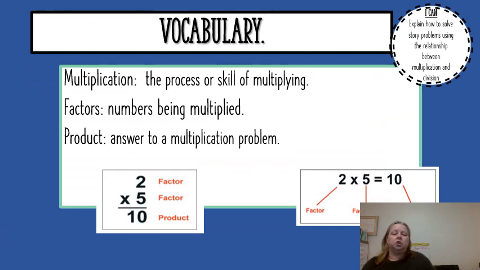If you need to jot these down, feel free to do so. You probably have already had them because we've been doing multiplication and division for a while now. So here's multiplication, the process or the skill of multiplying. Factors are the 2 numbers that you multiply together, and the product is the answer to the multiplication problem. And the multiplication problem can be vertical, up and down, can be horizontal, all sideways. Still the same things in your vocabulary. Still the 2 that are being multiplied are factors, and the answer is the product.